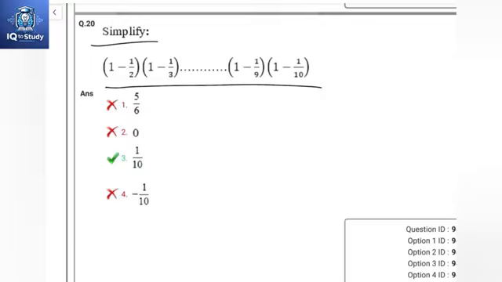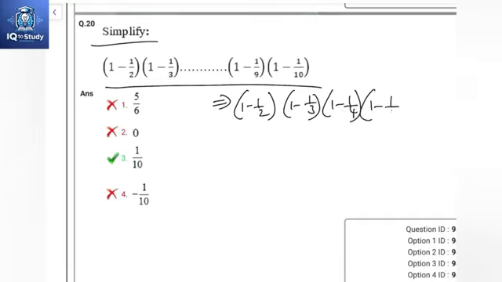One minus 1 by 2 into 1 minus 1 by 3 and so on, 1 minus 1 by 9 into 1 minus 1 by 10. It can be written as 1 minus 1 by 2 into 1 minus 1 by 3 into 1 minus 1 by 4 into 1 minus 1 by 5 and so on, 1 minus 1 by 9 into 1 minus 1 by 10.